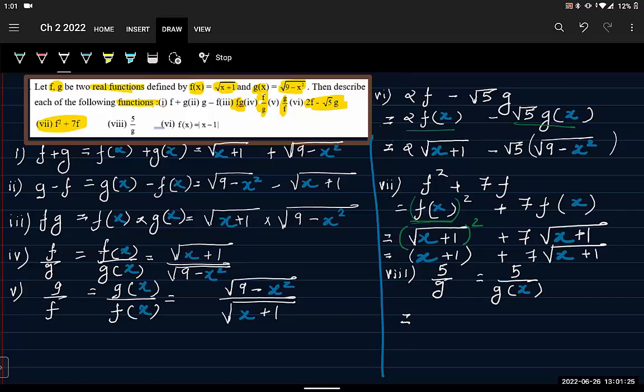Now the next sub question is 5 by g, which is 5 upon g of x. So in the denominator, we need to write the value of g of x, which is under root of 9 minus x square. That is our final answer. The next sub question is irrelevant. It is printed by mistake. So these are the different operations on the functions that we have done in this question.